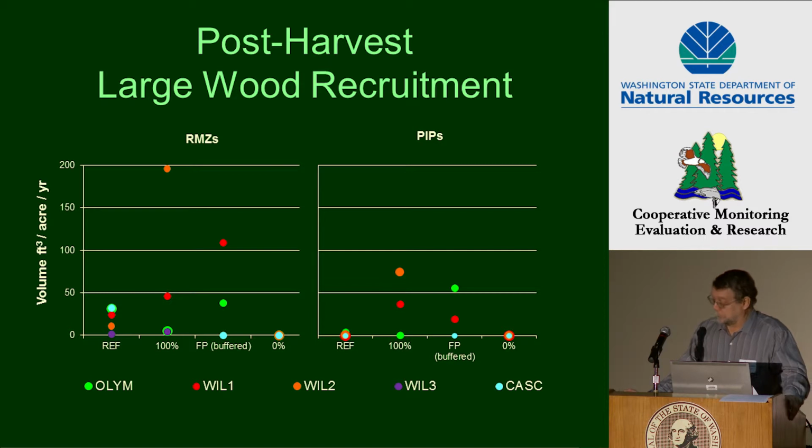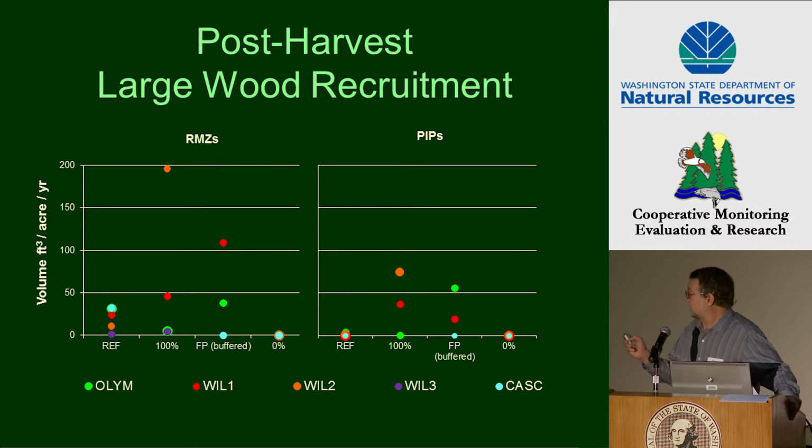This graph shows post-harvest large woody debris recruitment volume. So that's the volume in or over the channel for the first 2 years after harvest. And there we have the volume in cubic feet per acre per year on the y-axis, and we've got the treatments on the x-axis.